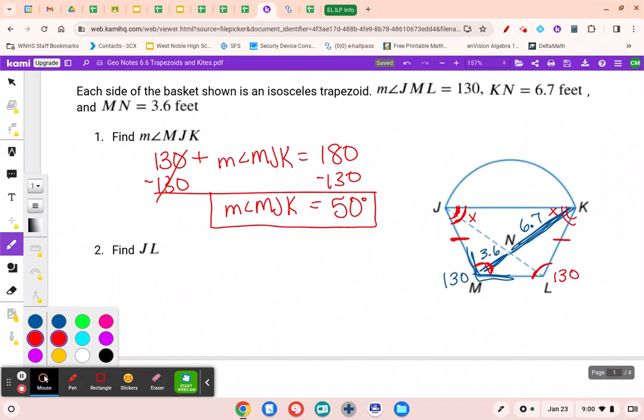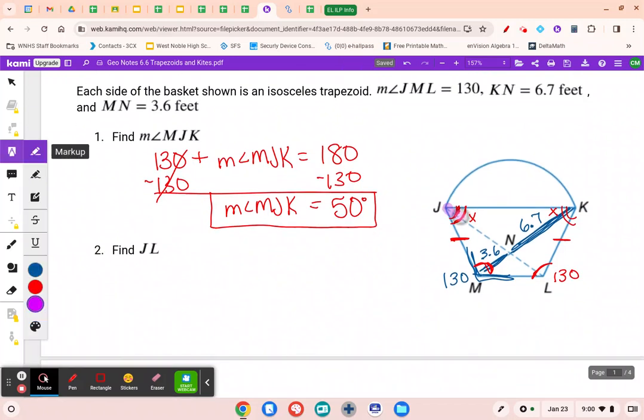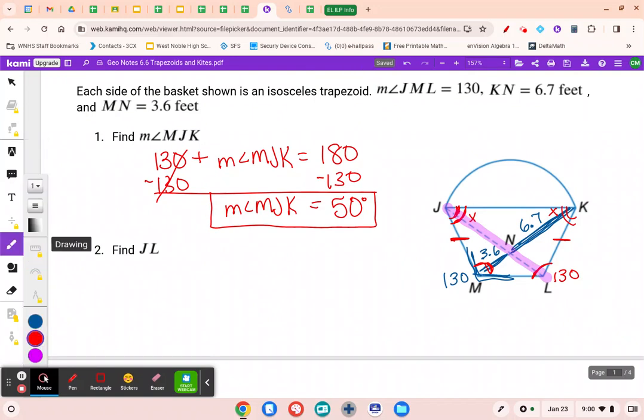And then to find JL, that is this other diagonal. Since you know the diagonals are the same, all you have to do is add the two pieces given to you. And this will give you 10.3 feet, which technically is MK, but since the diagonals are the same, this is also JL.